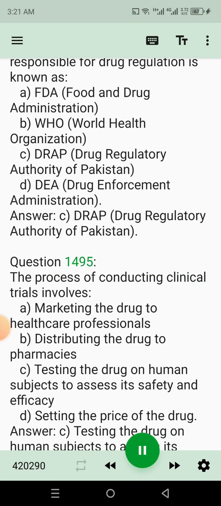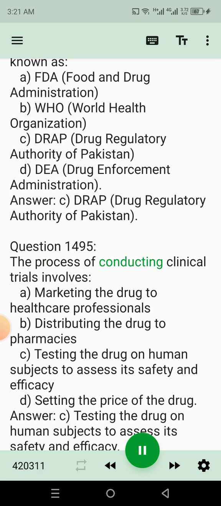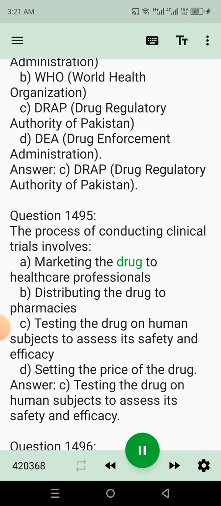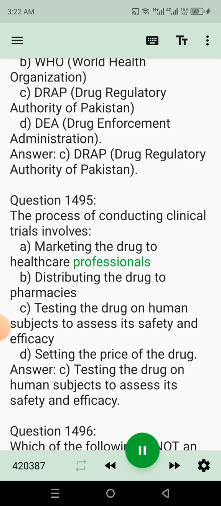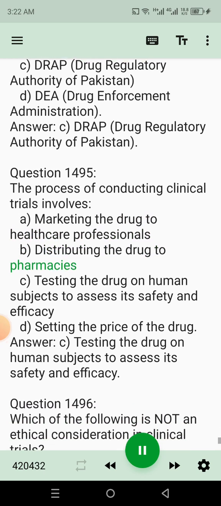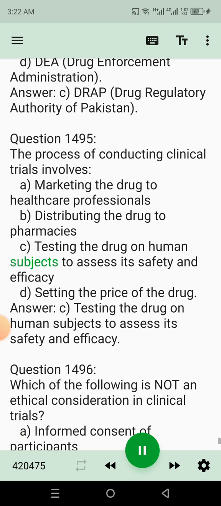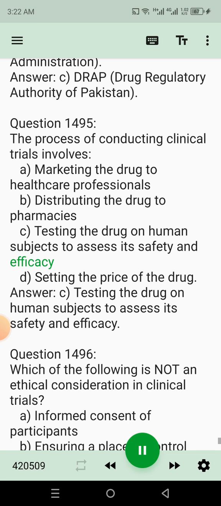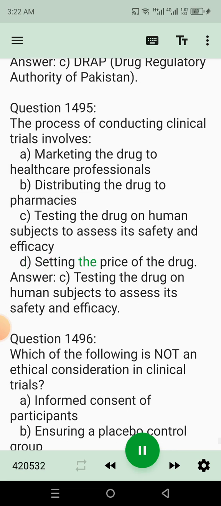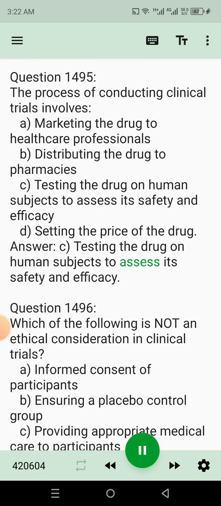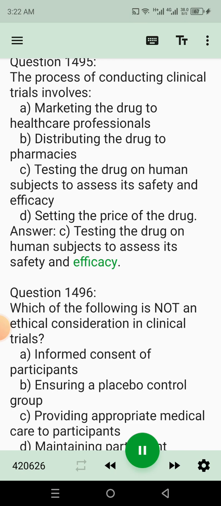Question 1495. The process of conducting clinical trials involves: A. Marketing the drug to healthcare professionals. B. Distributing the drug to pharmacies. C. Testing the drug on human subjects to assess its safety and efficacy. D. Setting the price of the drug. Answer: C. Testing the drug on human subjects to assess its safety and efficacy.